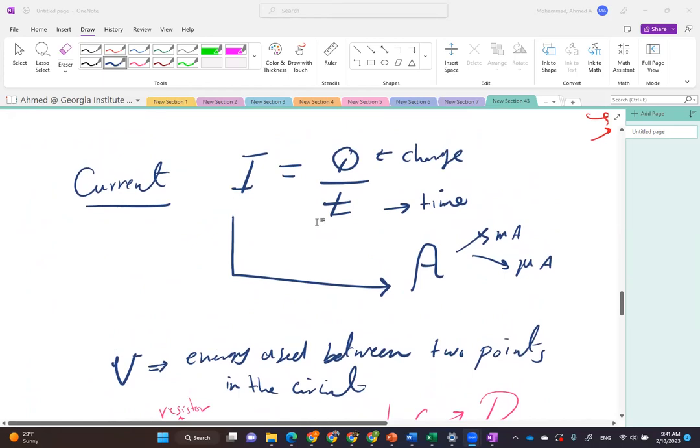I was here for 5 minutes, all the time on the PDF file. So you are good except in this part. I explained the current: I equals Q over T. This is the definition of current. The current I equals the amount of charge passing through the wire in a certain amount of time. The current is measured in amperes, which take the symbol A. We have milliampere and microampere for small currents.